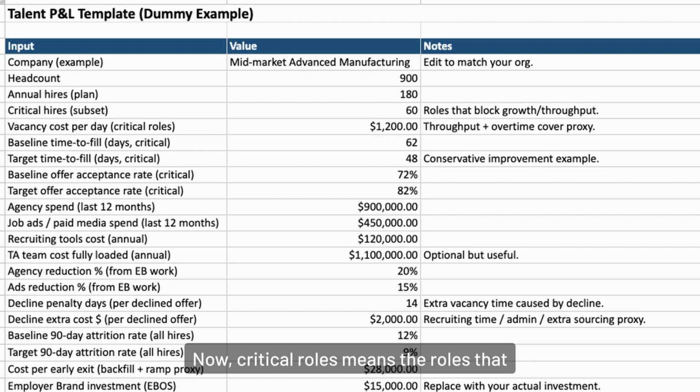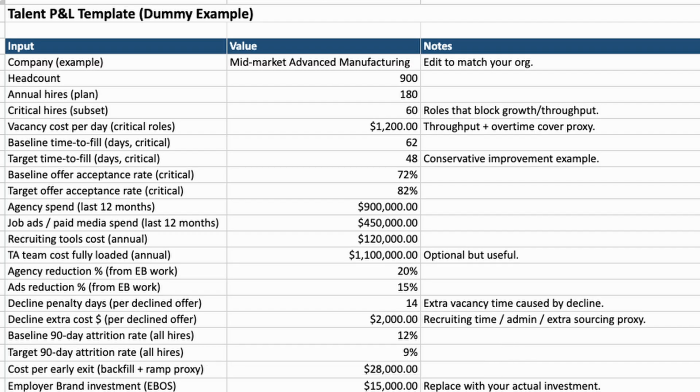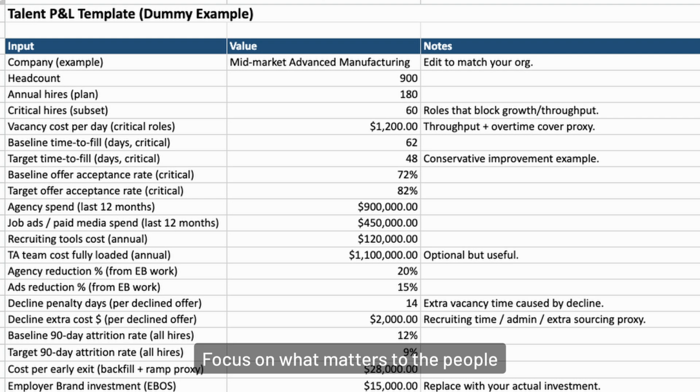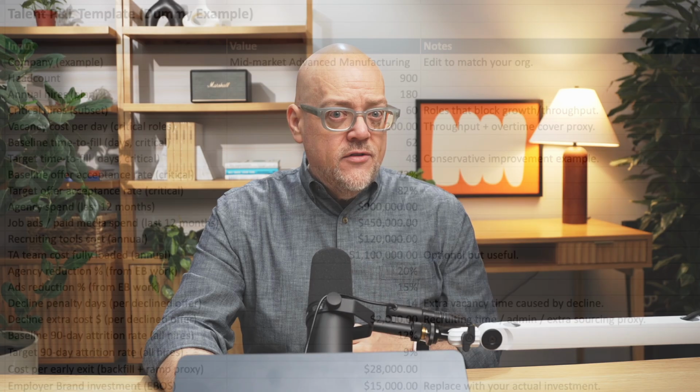Now, critical roles means the roles that are literally blocking growth, not the roles that are just annoying. Focus on what matters to the people you're trying to impress. That's leadership. What is going to slow growth? That's really what they care about.